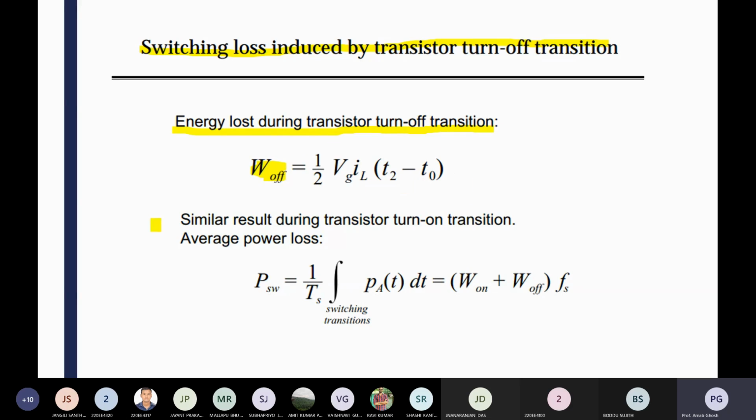Similar results hold during the transistor turn on transition. So you have to calculate the average power loss. It will involve W on, the on time of your switch, and the off time of your switch.